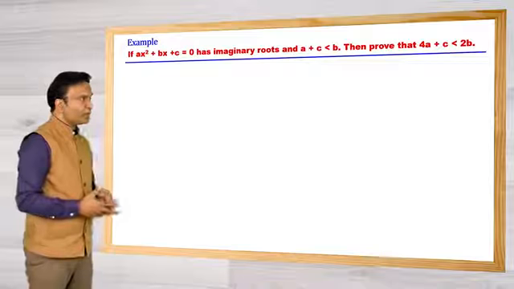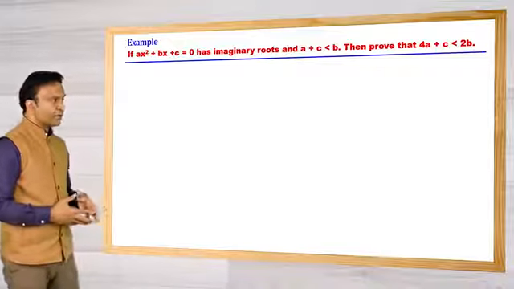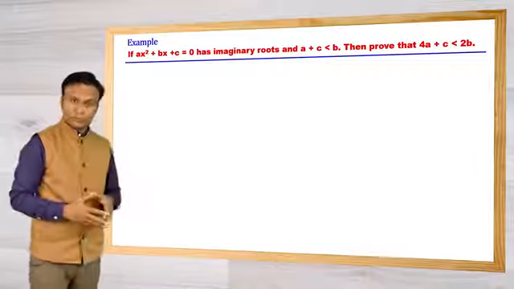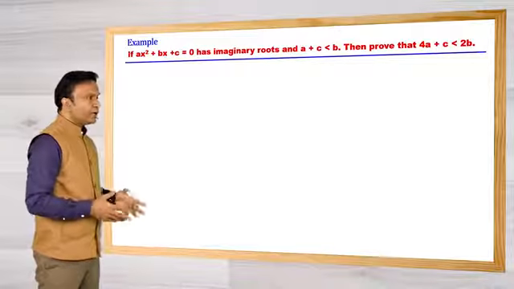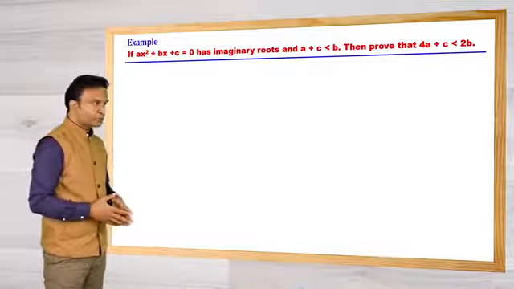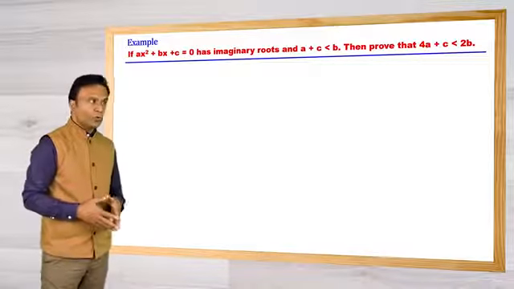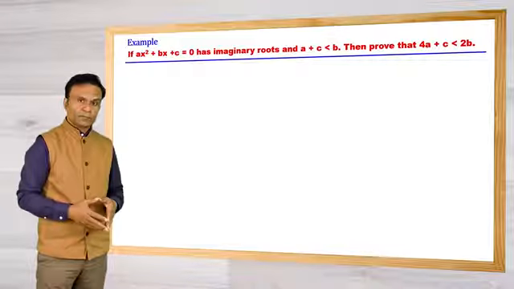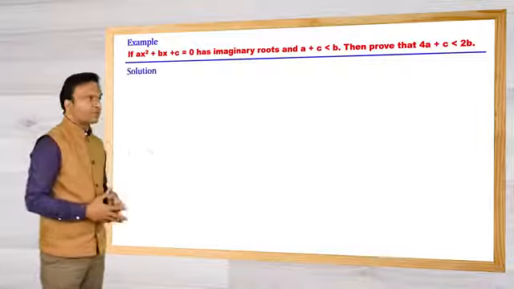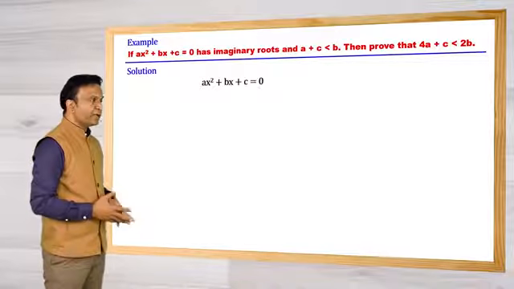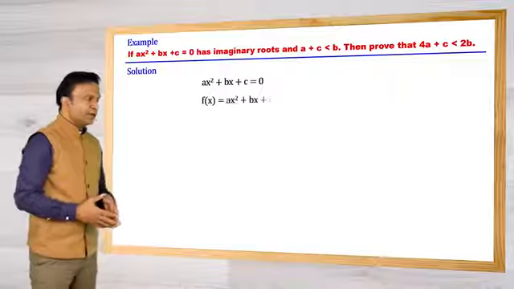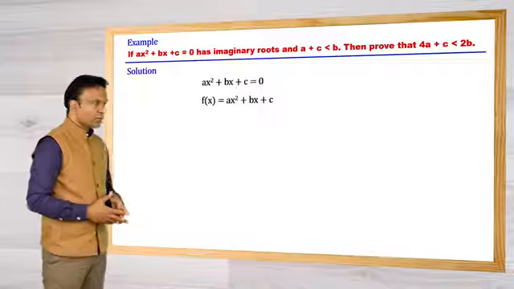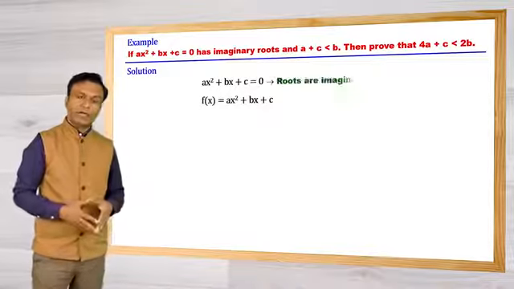We have this question: if ax square plus bx plus c is equal to 0 has imaginary roots and a plus c is less than b, then prove that 4a plus c is less than 2b. Now we have this quadratic equation. The corresponding quadratic function is f(x) is equal to this. Now it is given that roots are imaginary.